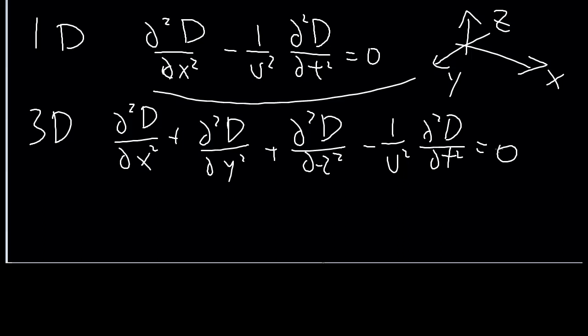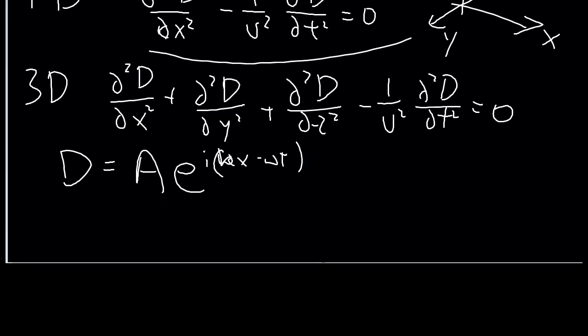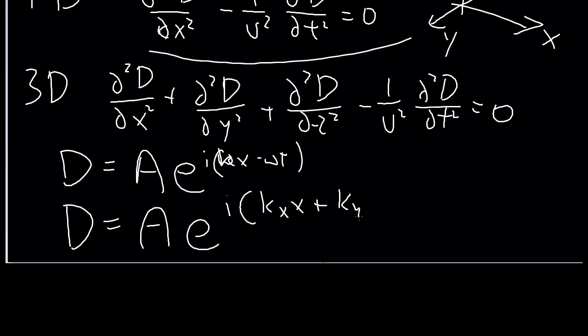Now let's quickly look at one of the solutions, and as you guessed, we're looking at the plane wave. The plane wave, as we remember in 1D, is A e to the i (kx minus omega t). So you would expect in 3D, it's really not going to be that much different. It's going to be kx times x plus ky times y plus kz times z minus omega t. Pretty much follows the same kind of expansion rules we have here.